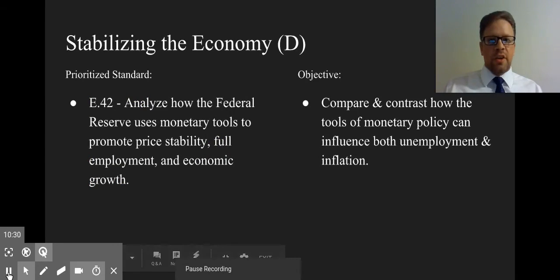All right, that concludes Stabilizing the Economy, Section D, Tools of Monetary Policy. Our prioritized standard again was Economic Standard 42. Objectively, now you can compare and contrast how the tools of monetary policy can influence both unemployment and inflation.